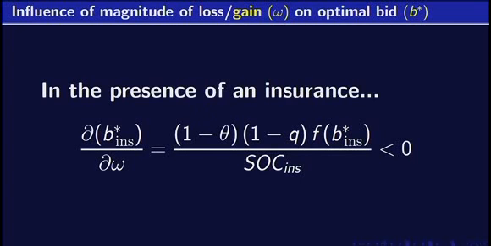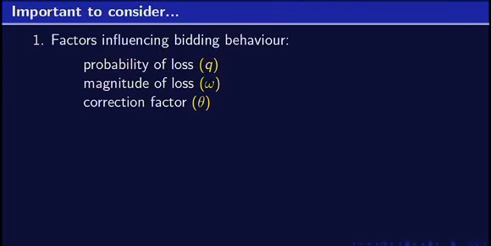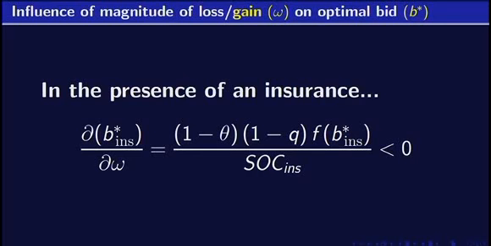Okay, so then what happens with the magnitude of loss in the presence of an insurance? We see that regardless of what this value omega is, you will always reduce your bid because there's no chance of loss. And it does make sense, because if you knew you were not going to make any loss, then there's no need for you to ask for more, because that's already been catered for by an insurance.